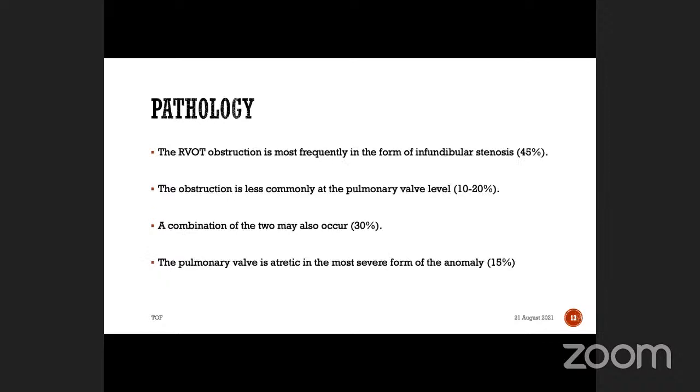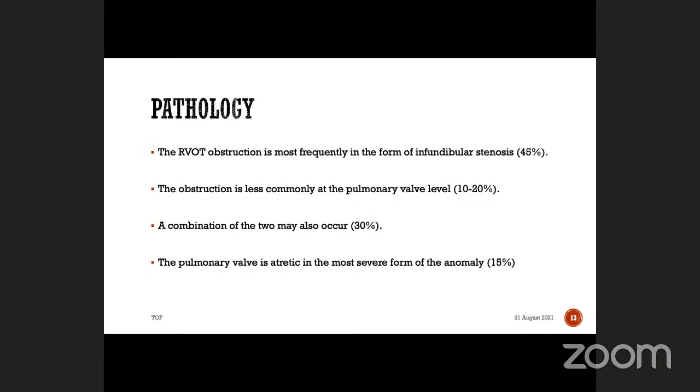The RVOT obstruction is most frequently in the form of infundibular stenosis because the distance between the infundibulum and the pulmonary artery is so far. The muscle needs to stretch the tube that connects the infundibulum to the pulmonary artery, which causes a narrowing and hypertrophy of the muscle. The obstruction is less commonly at the pulmonary valve level, although it's not unheard of.